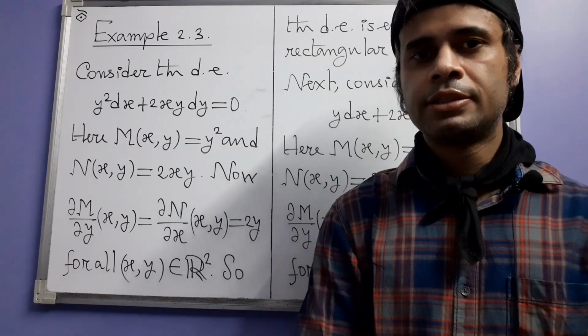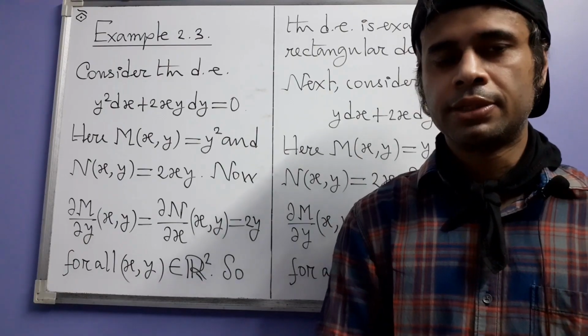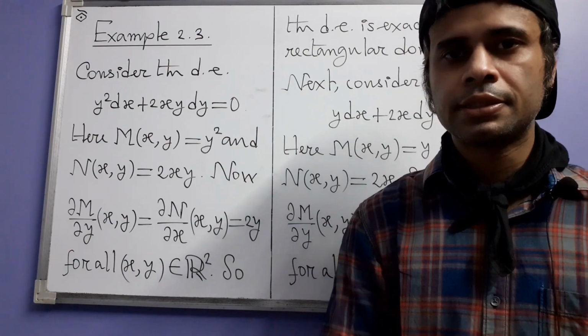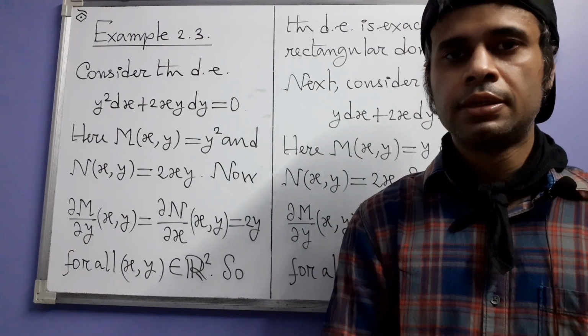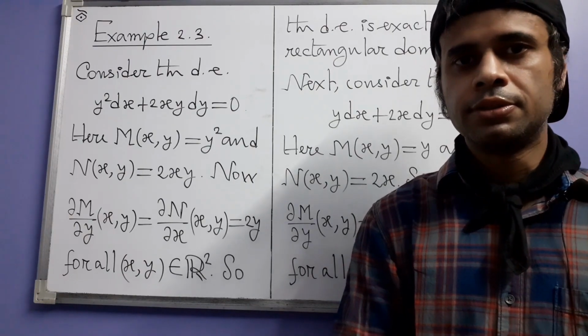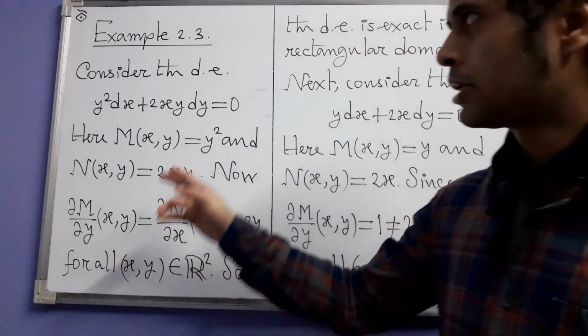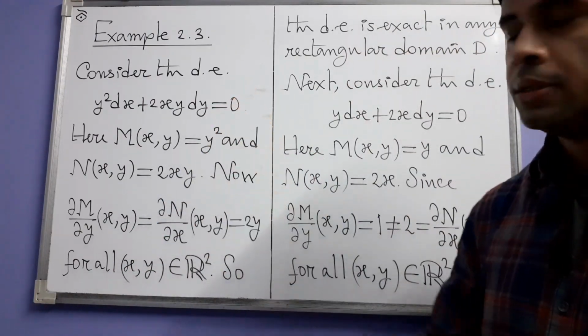Let us start today's video by recalling that we have come across one result, namely Theorem 2.1, which gives us a necessary and sufficient condition for a first order equation to be exact. So today we are going to use this result to see some examples. So let's start with this example 2.3.